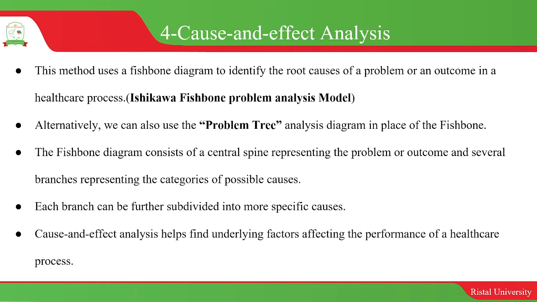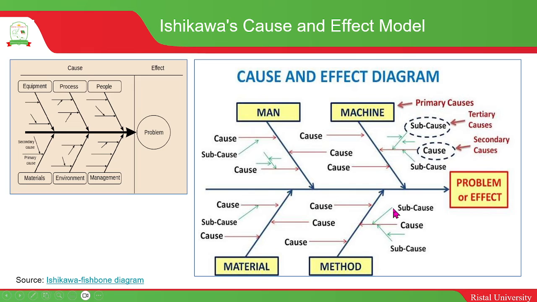You don't need to use the Ishikawa fishbone analysis, but you are free to choose any. Or maybe you can use both, but of course they give the same findings. So the fishbone diagram consists of a central spine representing the problem or outcome and several branches representing the categories of possible causes. Each branch can be further subdivided into more specific causes. Okay, the cause and effect analysis helps find underlying factors affecting the performance of a health care process.